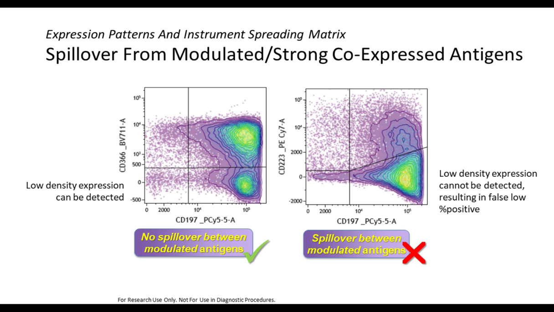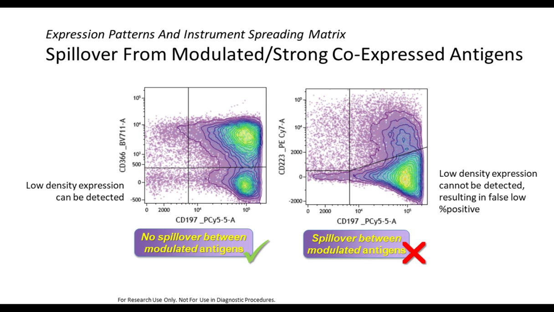So now let's think how we can think about spillover spreading effects that may occur within the same hierarchy, not only between hierarchies. And to do that, I think it's a good model to have a look at modulated antigens, with cells that have a very low expression density of the antigen, and cells that have a very high expression density of the antigen alike.